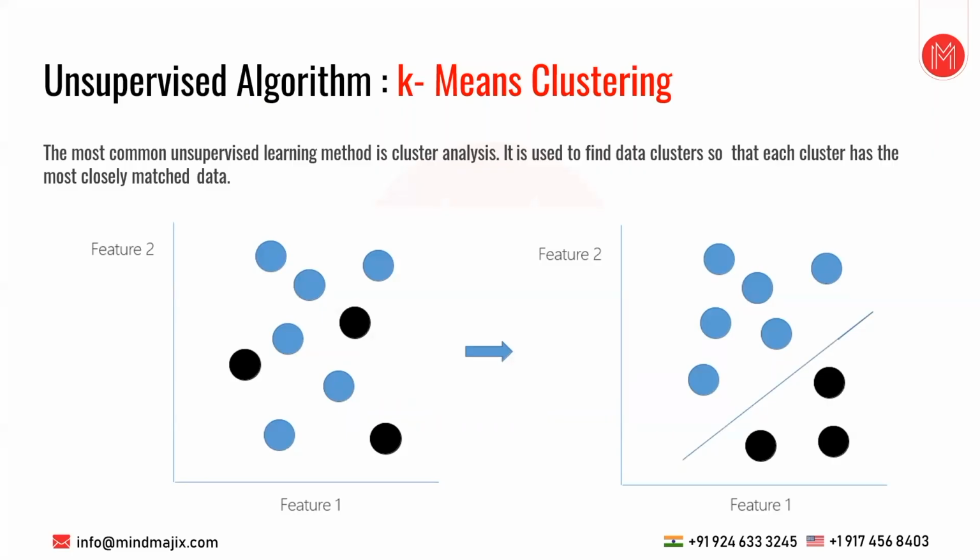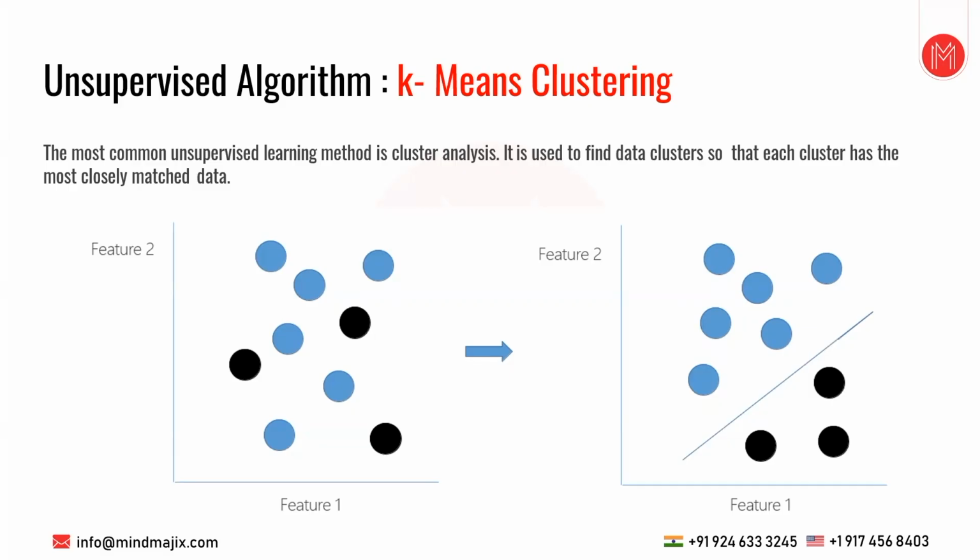Clustering is the task of dividing the population or data points into a number of groups such that data points in the same group are more similar to other data points in the same group than those in other groups. In simple words, the aim is to segregate groups with similar traits and assign them into clusters. The most common unsupervised learning method is cluster analysis, and it is used to find data clusters so that each cluster has the most closely matched data.